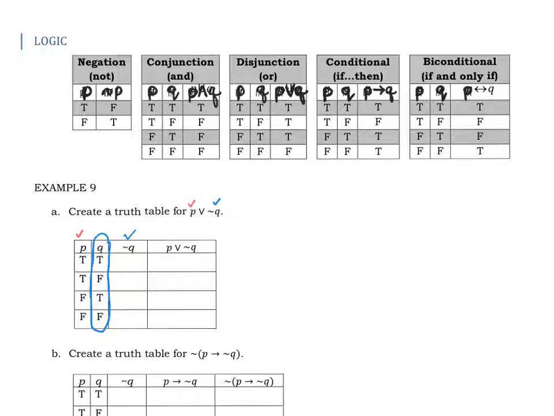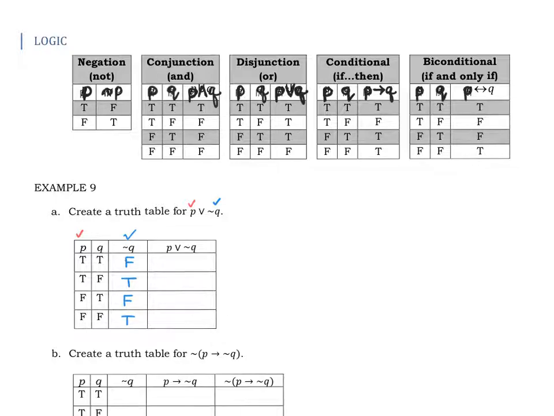So remember, a negation makes your truth value flip-flop. If Q is true, not Q is going to be false. If Q is false, not Q would be true. If Q is true, again, not Q would be false. And if Q is false, then not Q would be true. So we're just flipping the truth values around. Now what I'm going to do is erase this one. We've already dealt with it.